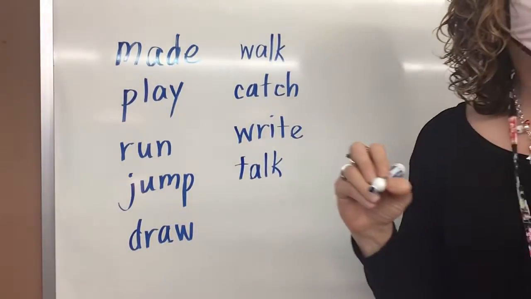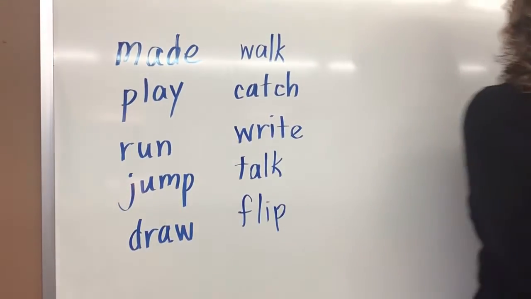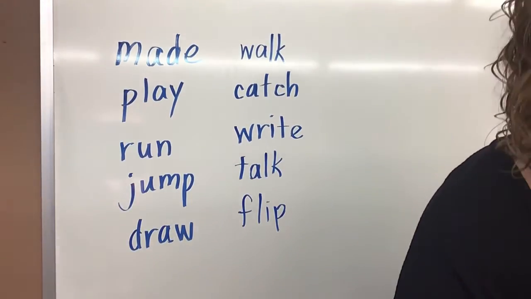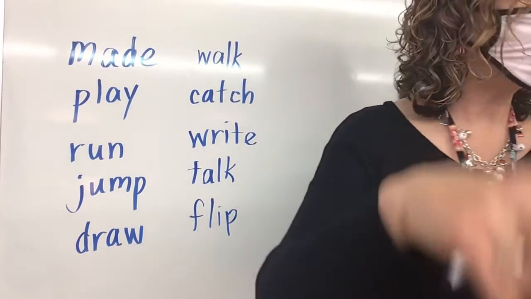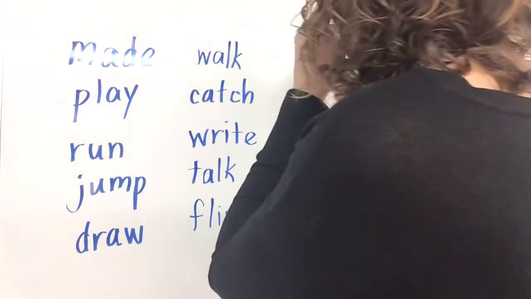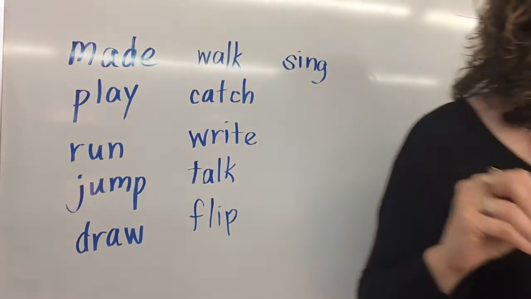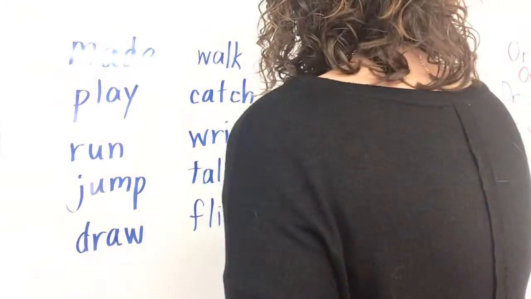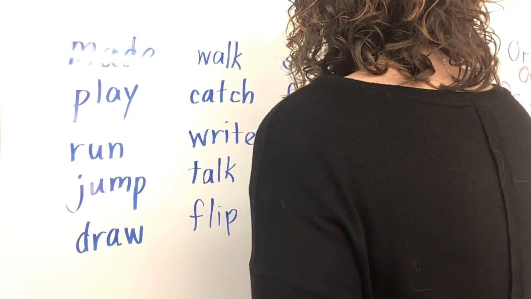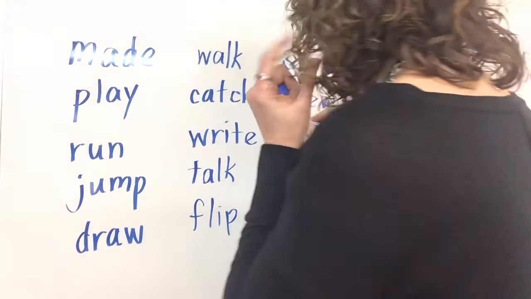Owen. Flip. Excellent. I like it when you guys come up with one that is not on your paper already. Maya, sing. By the way, you can skip some of these, but by the end, you should have one on every line. Sing, that's a good one. And that brings us to Micah. Flew. Like a bird flew or an airplane flew. Jonathan. Tape. Very good.